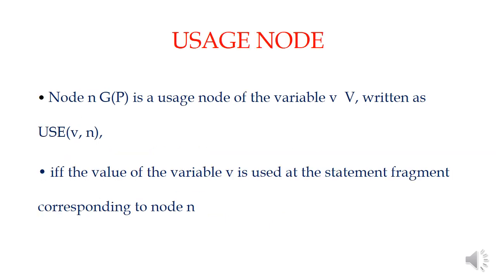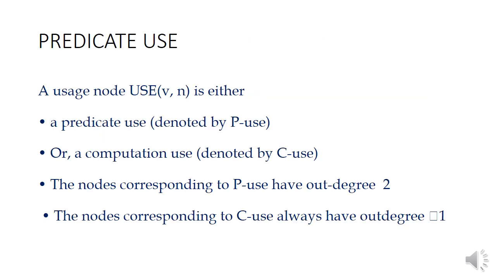A usage node is a variable written as USE(V, N), a statement fragment corresponding to node N. A usage node is either a predicate use, denoted by P-use, or a computation use, denoted by C-use. The nodes corresponding to P-use have an out-degree of 2, while the nodes corresponding to C-use always have an out-degree of 1.